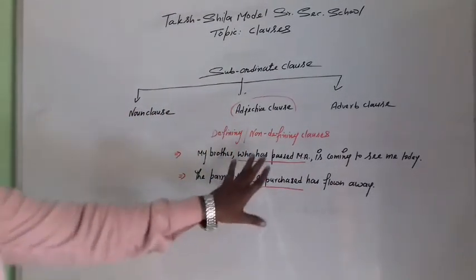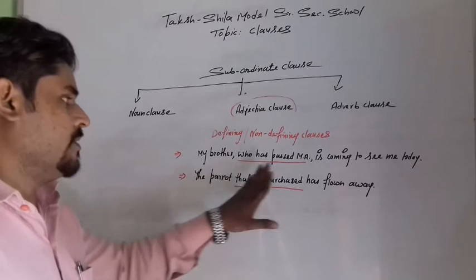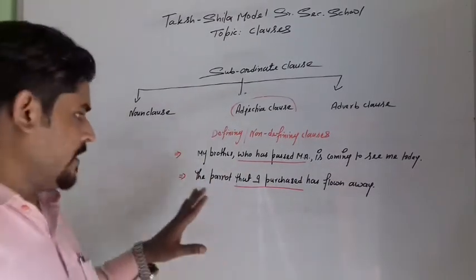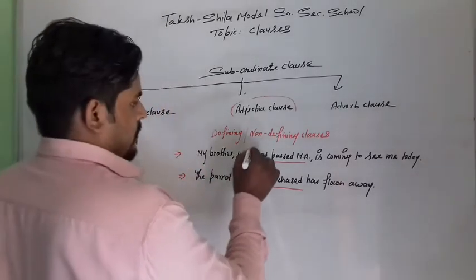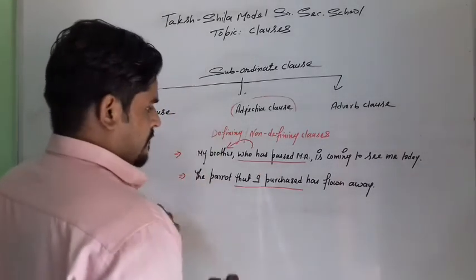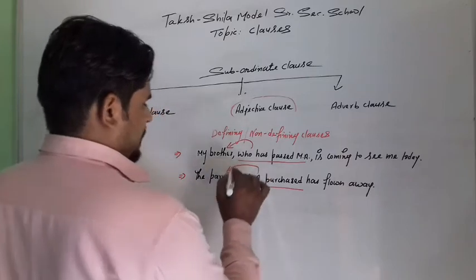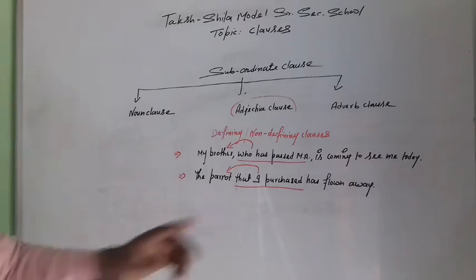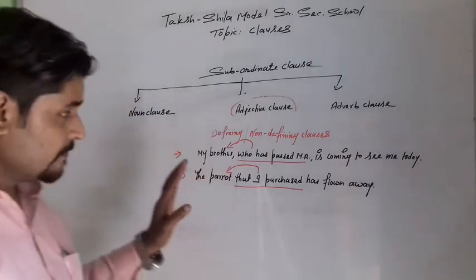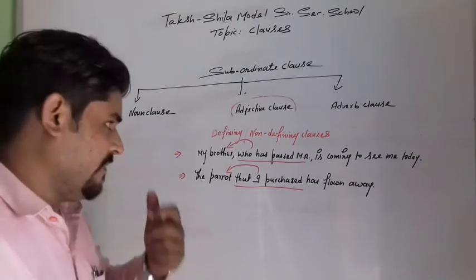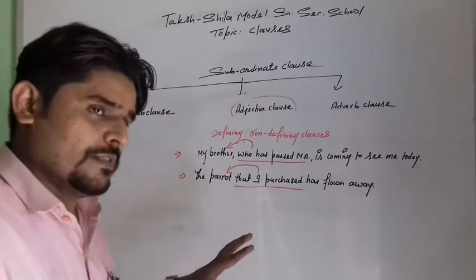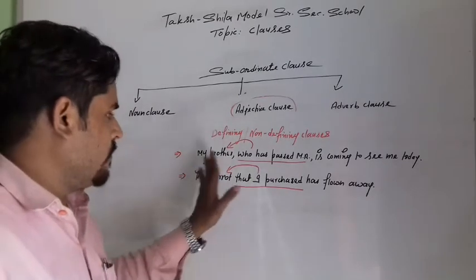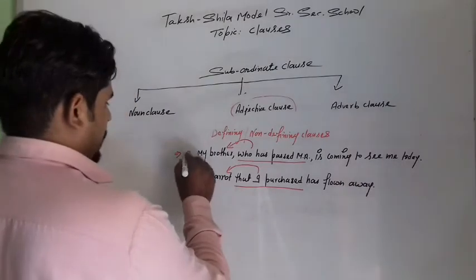Now, we need to tell the type of these clauses. My brother who has passed MA is coming to see me today. Both are adjective clauses, right? How? Which brother? Who has passed MA. And which parrot? That I purchased has flown away. So, both are adjective clauses, and adjective clauses are either defining or non-defining clauses. Now, which one is defining and which one is non-defining, and how to identify these clauses? First of all, if we remove this clause from sentence number one, what happens?